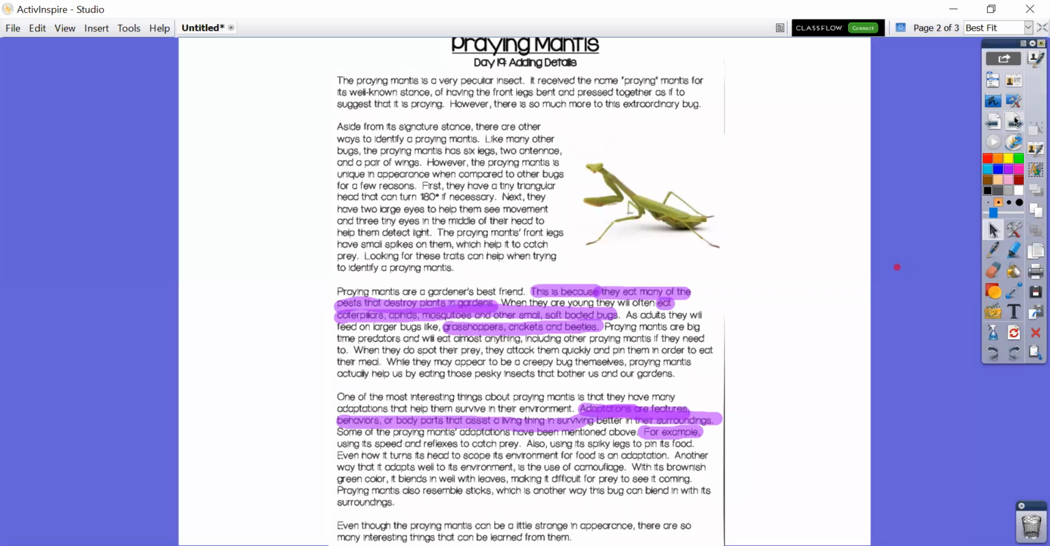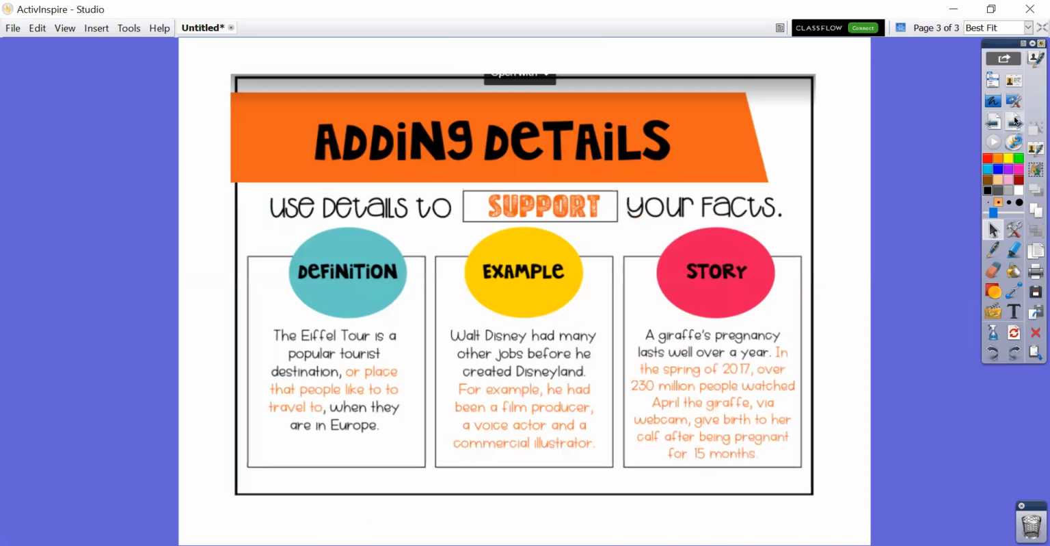Let's take a look at another example. So when we talk about adding details, it's use details to support your facts. So here's an example. So we have the definition. The Eiffel Tower is a popular tourist destination or place that people like to go and travel to when they are in Europe. So in this case, we can use a definition to support our facts. And they did that by giving the definition of tourist destination.